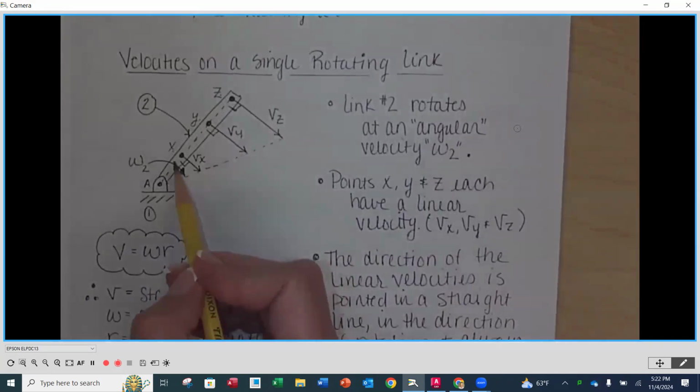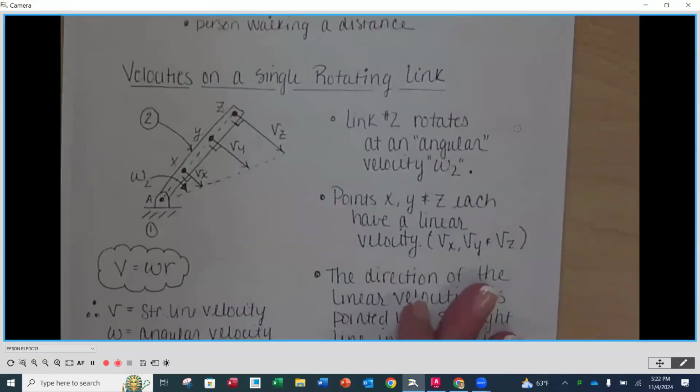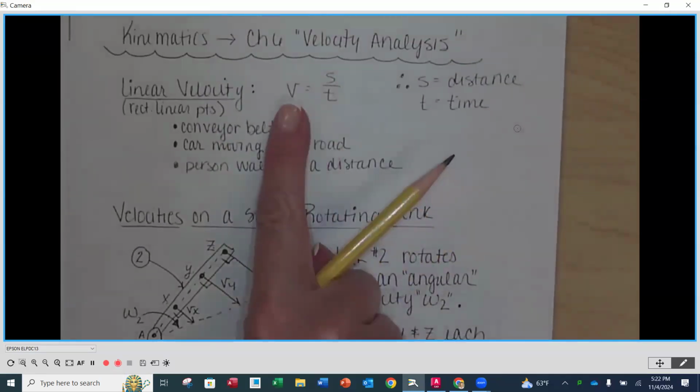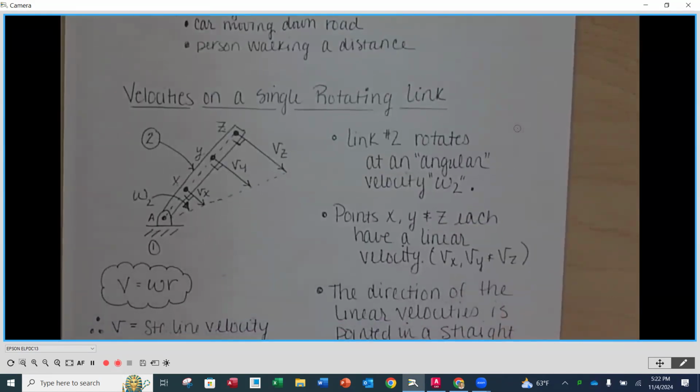So you'll notice here at point X, we have a straight line velocity V. Okay, a rectilinear velocity from above, that's V, rectilinear, so it's going in a straight line, and it is going to represent the velocity at point X. Then you're going to notice we have the very same thing for point Y and point Z.